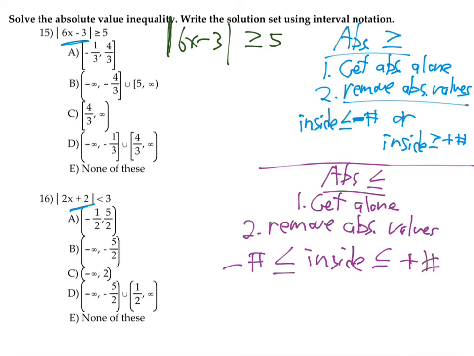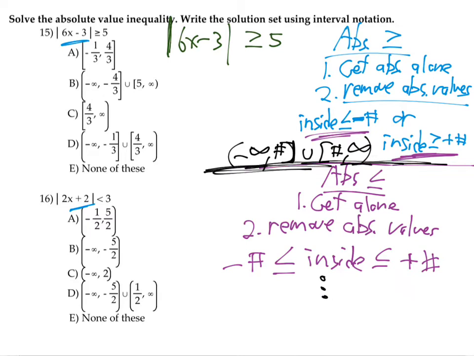So for the absolute value greater, remember you have a greater number, you have two different answers. And remember in the end how they look? You end up having negative infinity united with number to infinity. Whereas on the lesser kind, you end up having number, comma, number, brackets or parentheses sorted. See the difference? So there's two totally different forms.